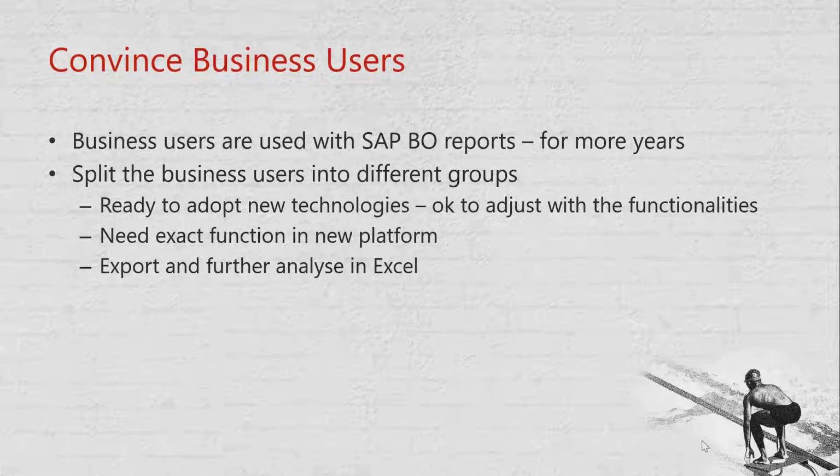And sometimes some of the business users just use the report to extract the data and do further analysis in Excel. We can really convince them because we have features in Power BI like Analyze in Excel, paginated reports, export requirements, and subscriptions, right? So we need to highlight those features and ensure that whatever you are doing currently with the help of SAP BO reports, the same will be available in Power BI. That's how we need to segregate the business user groups, and we need to target each group and convince them to use the modern BI platform.